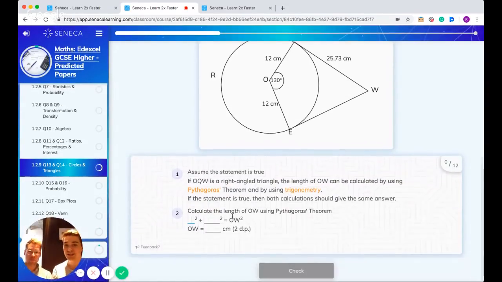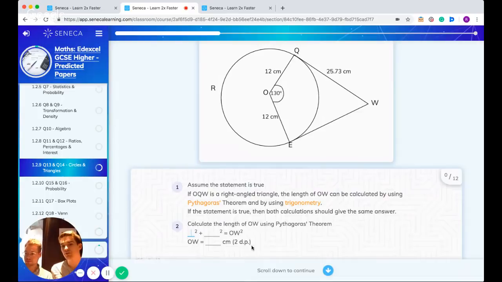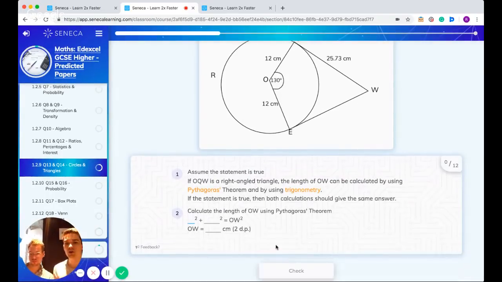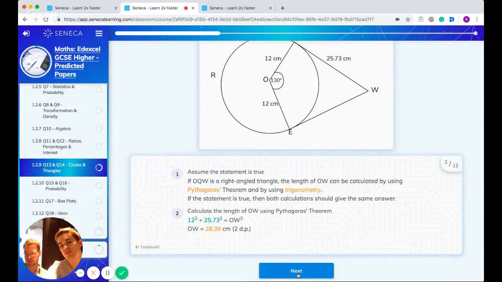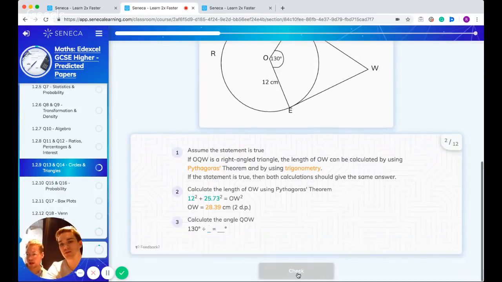So first we'll calculate OW using Pythagoras. We've got 12 squared plus 25.73 squared is OW squared. You just add them together and then square root it to find OW, and find it's 28.39, to 2 decimal places.